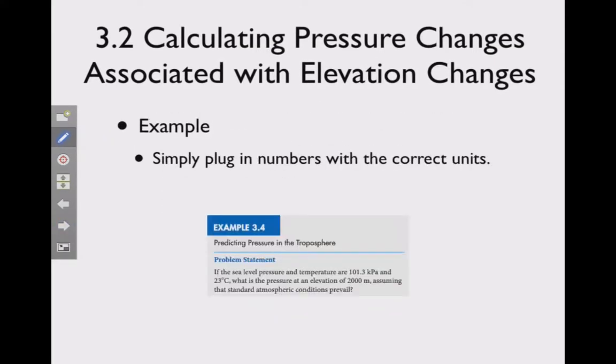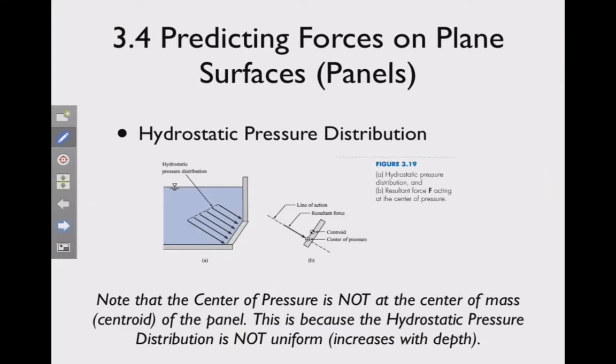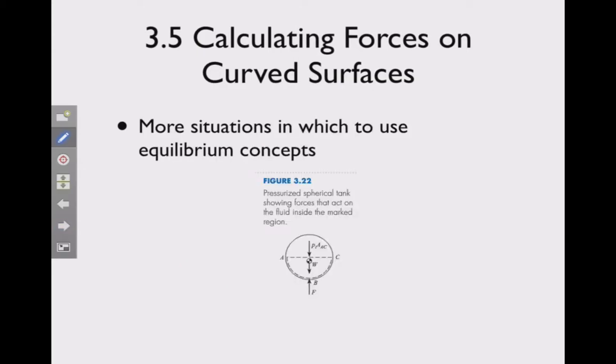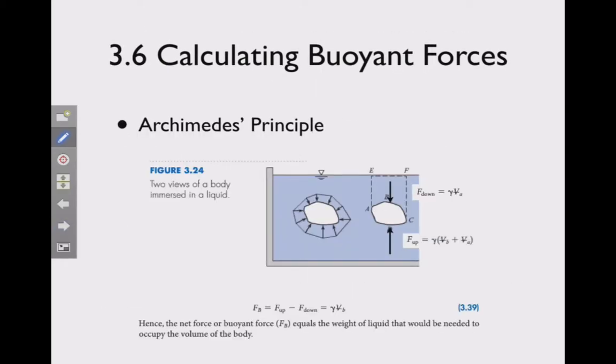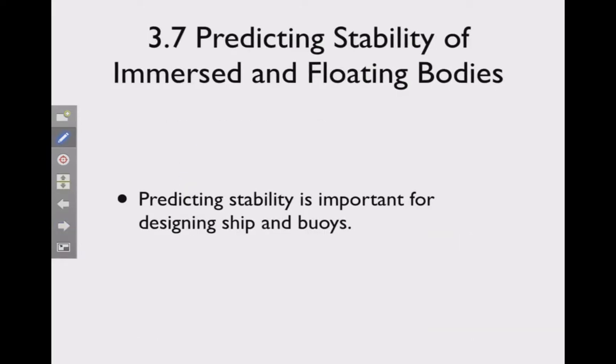So we've got a lot of ground to go through here: pressure measurements, forces on panels, and so forth. We talked about buoyant forces in section 3.6, and now we're in our final section, predicting stability of immersed and floating bodies. And this is important for the design of ships and buoys.